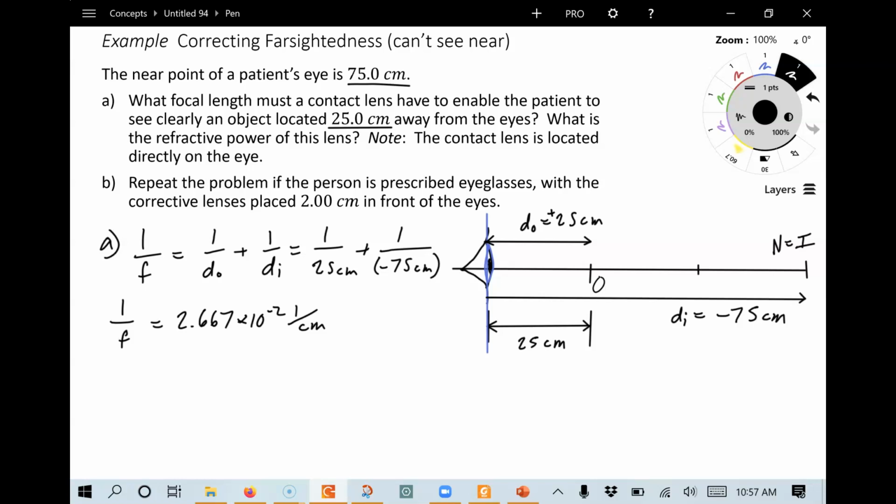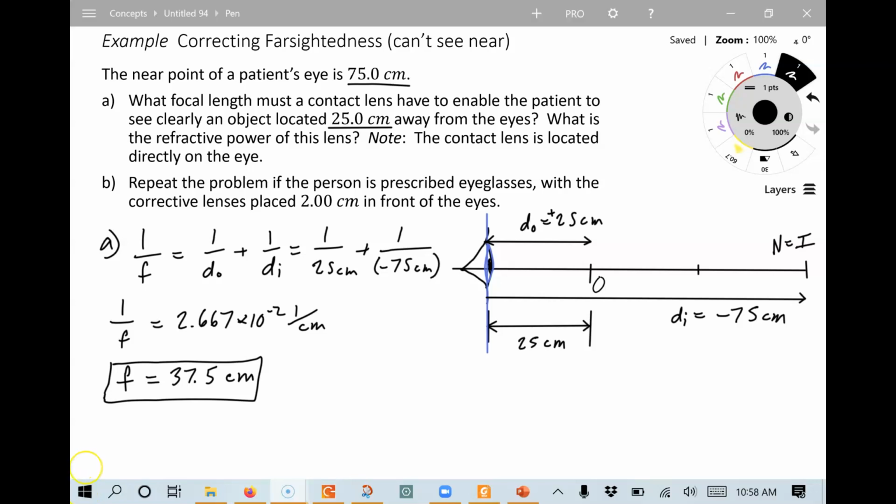So to calculate f, we've got to take the reciprocal, which is equal to 37.5 centimeters. That's the focal length of the contact lens prescribed to help this person see objects placed at 25 centimeters.